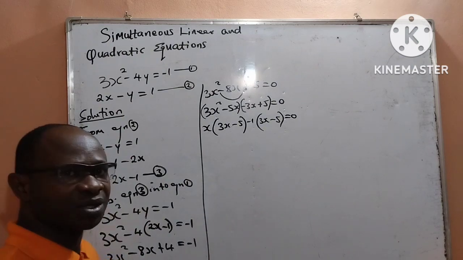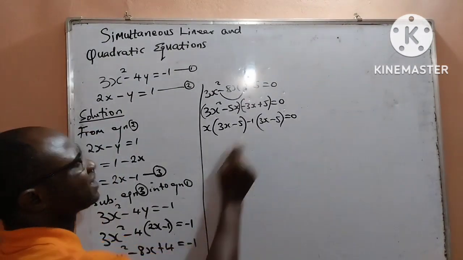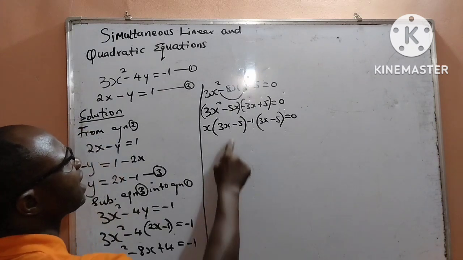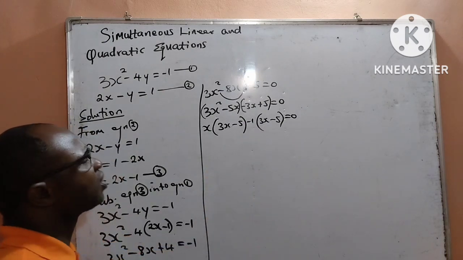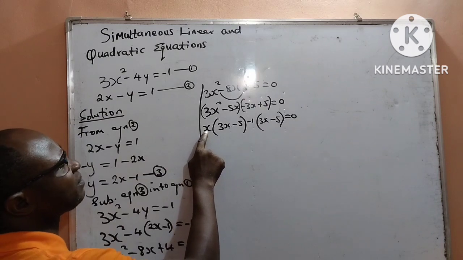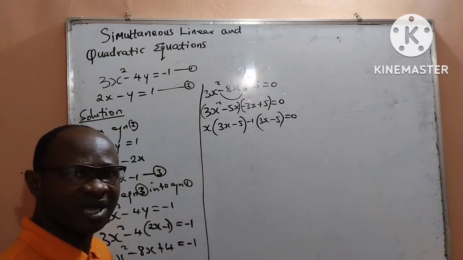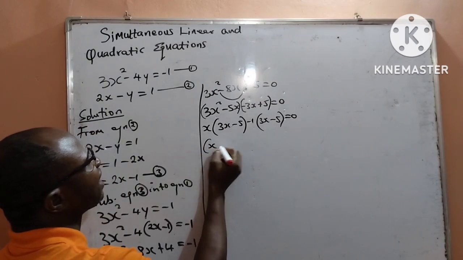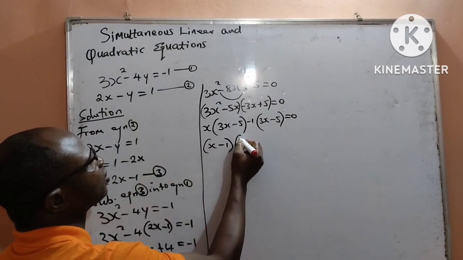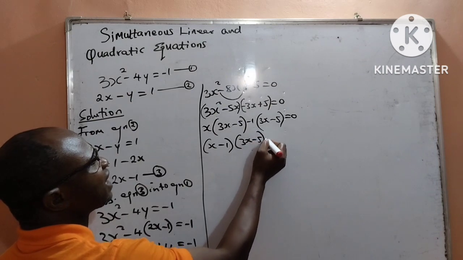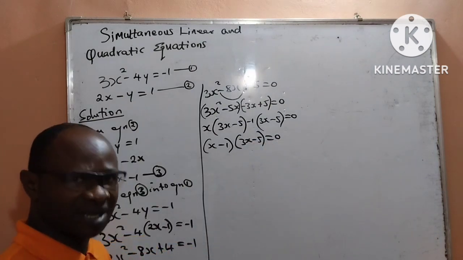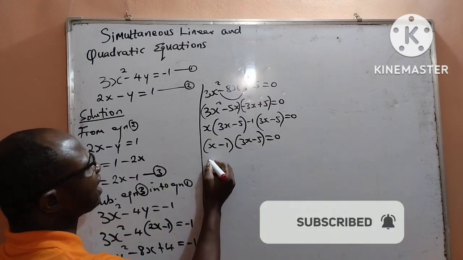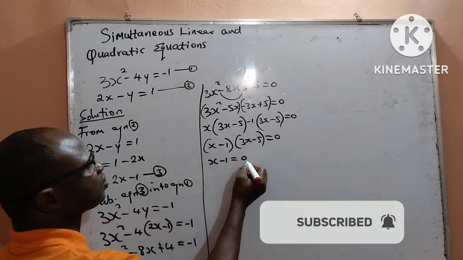Now, you can only know that you are correct if the two brackets are the same, else you know there is something wrong somewhere. Therefore, I will take one of the brackets since they are equal, and then use this x outside the bracket and this negative 1 outside the bracket to form another bracket. And when that happens, I shall have x minus 1 into 3x minus 5, everything equal to 0. Good. Now, from the first bracket, I shall have x minus 1 is equal to 0.